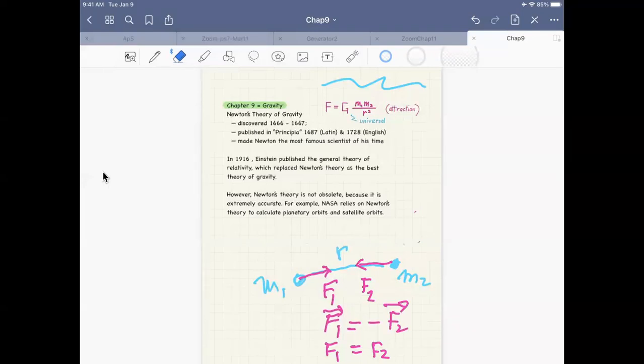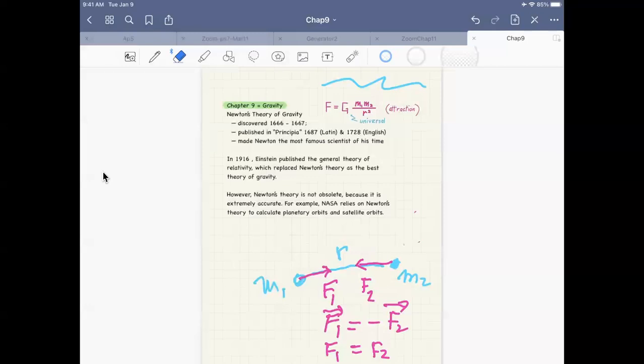In Newton's theory, space and time were absolutes. In Einstein's theory, space and time were relative. And in Newton's theory, gravity was a force. But in Einstein's theory, gravity is an effect of the curvature of space-time. So Einstein's theory is rather different than Newton's theory.